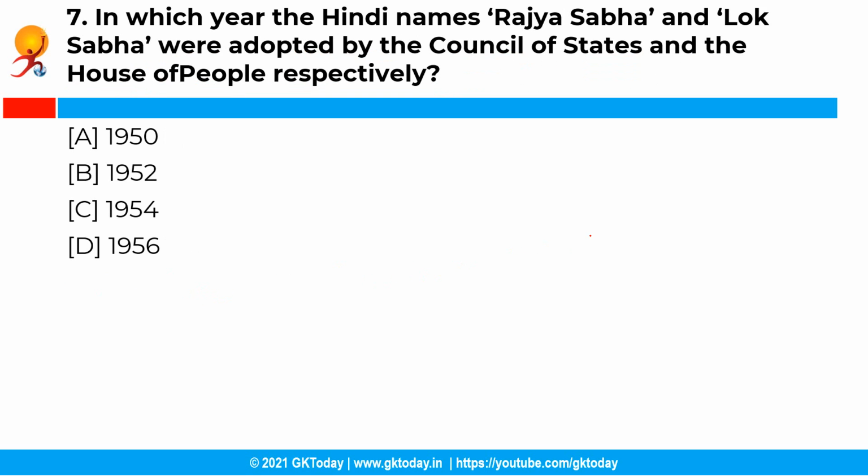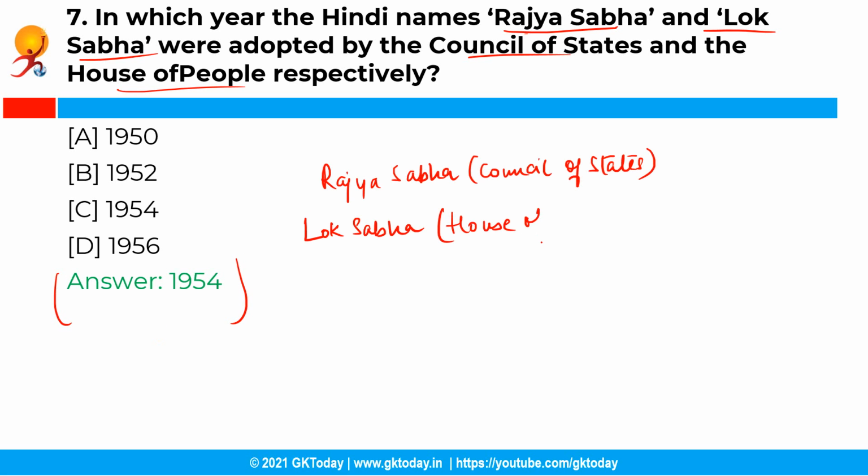Now the next question is, in which year were the Hindi names Rajya Sabha and Lok Sabha adopted for the Council of States and the House of the People respectively? So you have the following options and the correct answer is option C, that is the year 1954. See, in the year 1954, the Hindi names Rajya Sabha and Lok Sabha were adopted for the Council of States and the House of the People respectively.